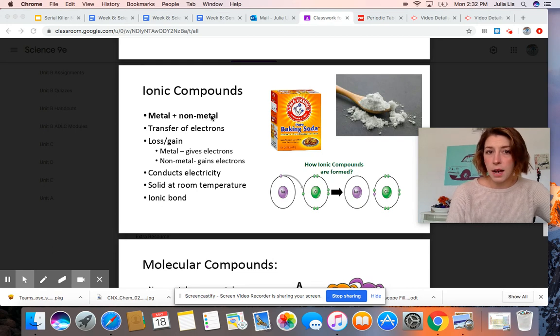So to emphasize, ionic compounds are between a metal and a non-metal. So something on the left-hand side of the periodic table with something on the right-hand side of the periodic table. Metal plus non-metal. With ionic compounds, you have an exchange of electrons. Your metal gives electrons to your non-metal. So those are ionic compounds. Some characteristics and properties is that they're good conductors of electricity, they're solid at room temperature, and they're also good conductors of heat.